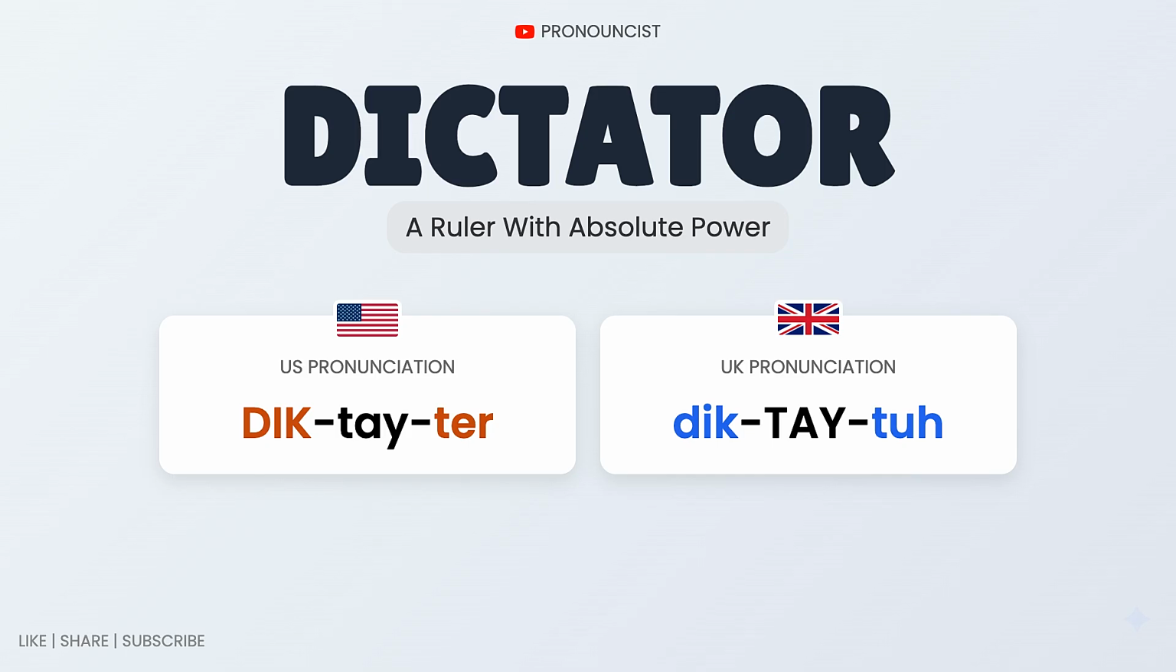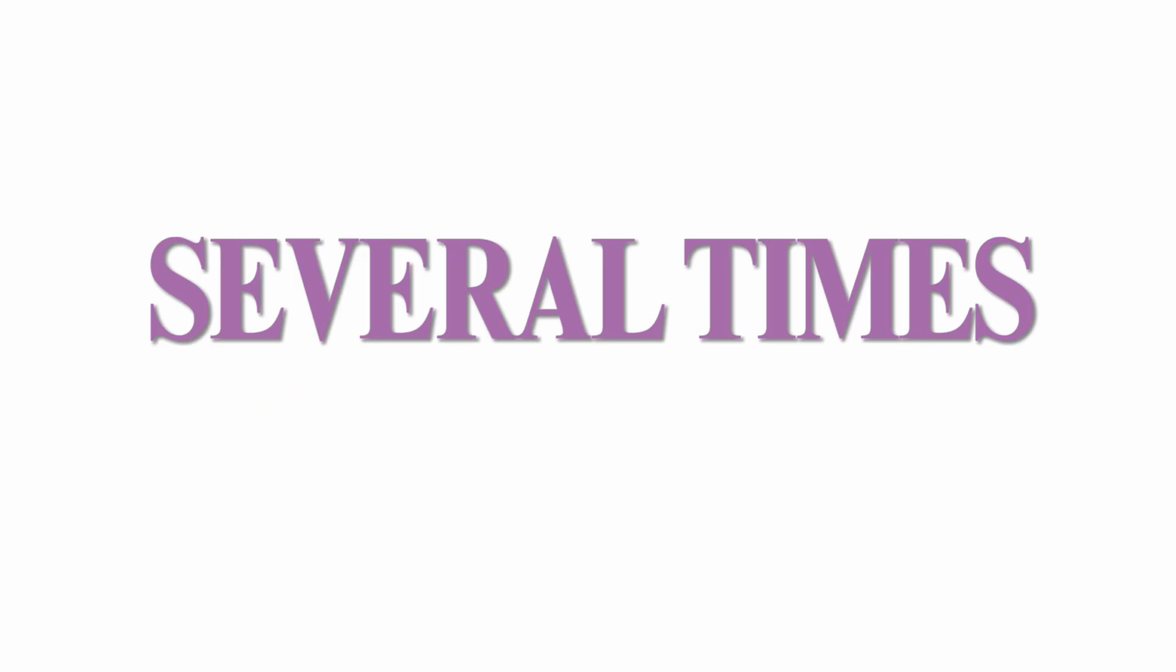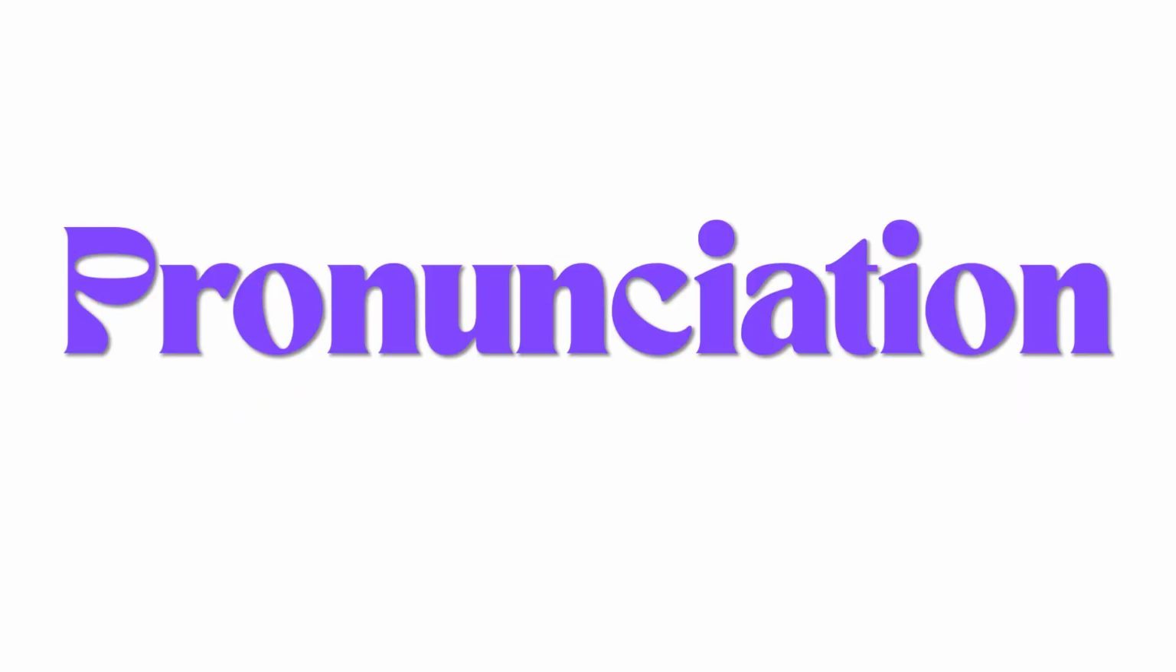Dictate. Practice repeatedly and you'll soon be able to say this word perfectly. The best way to practice is to repeat the syllable multiple times. The meaning of the word is a ruler with absolute power. Try repeating this word several times to improve your pronunciation.